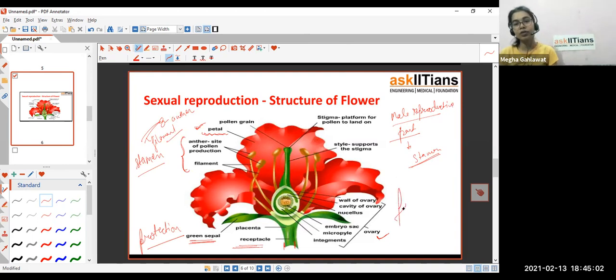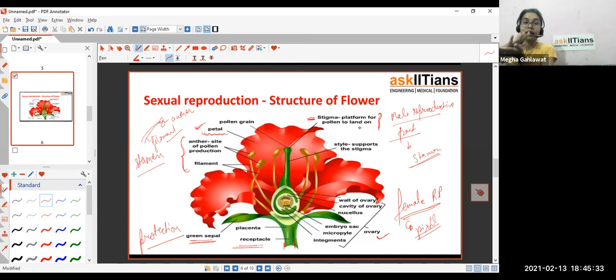Next is the female reproductive part. The female reproductive parts go by the name of the pistil, or the gynoecium. Now see, what you see right here is that there is a stigma, first of all, which is the platform for the pollen grain to land. As soon as the pollen grain lands onto the stigma, it sticks, since it's a sticky surface. Stigma is a sticky surface.